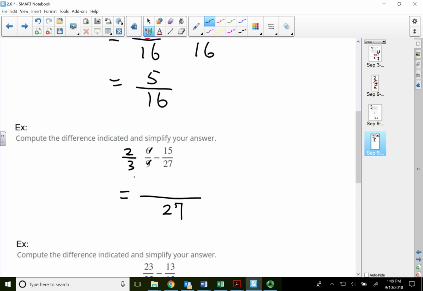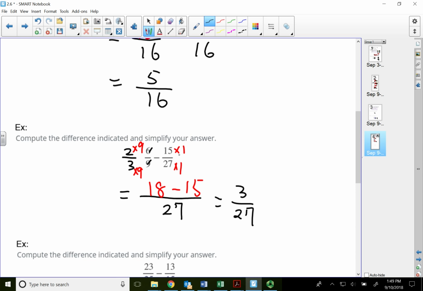So the LCD between 3 and 27 is still 27. But now my denominator will go into the new 27 times 9. Numerator times 9, that's 18. Minus, right? 27 goes into the new 27 only 1 time, so my numerator is increased by 1 time. So 15 times 1 is 15. 18 minus 15 is 3 over 27.